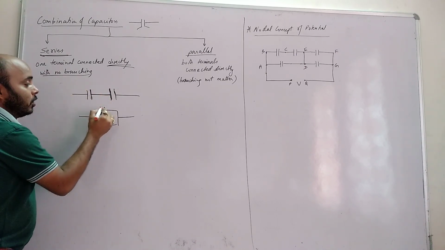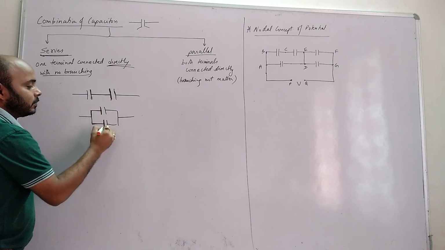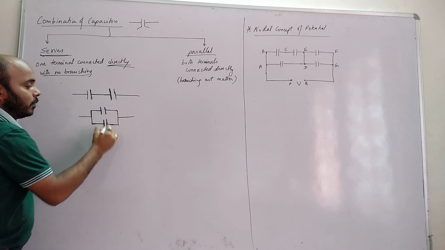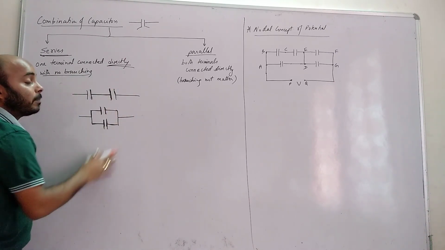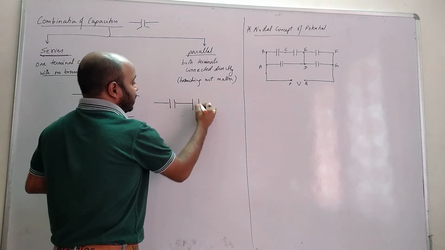Now see here. This terminal is connected directly with this terminal, and this terminal is connected directly with this terminal. Both the terminals are connected, only a wire is there. Branching is there, but branching doesn't matter to me. So they are in parallel. Clear, class? Now, if I say like this, now see this one.